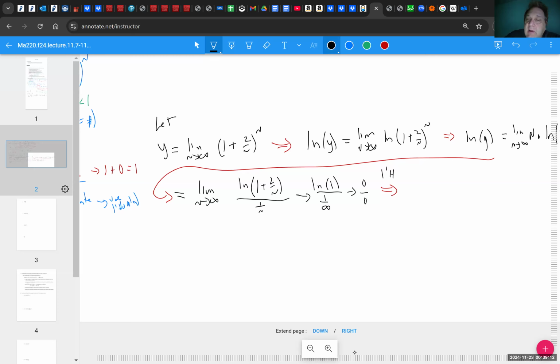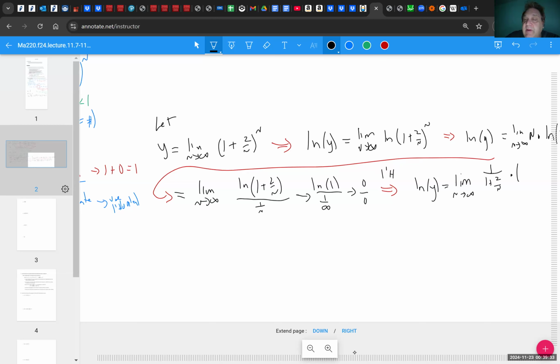L'Hopital. I still have ln y on my left. I haven't forgotten about that. L'Hopital's rule just simplifies the limit, so I still have a limit to take. What I do is take the derivative of the top and the derivative of the bottom. The derivative of natural log of stuff is 1 over that stuff times the derivative of the inside function. The derivative of 1 is 0.